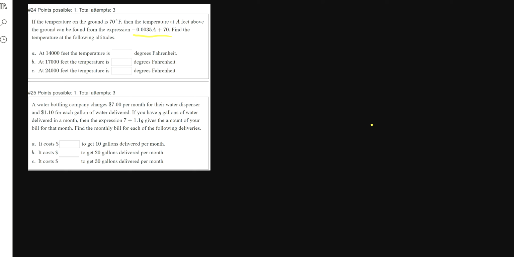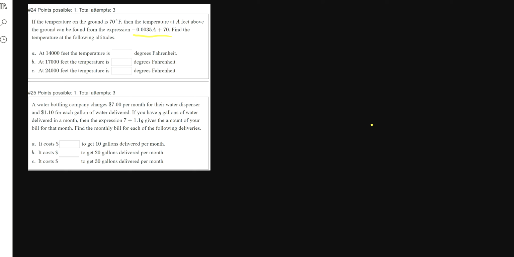I am going to go over number 24 and 25, which some of you were asking about before we had to take the quiz last Thursday, and I thought I'd do it now.